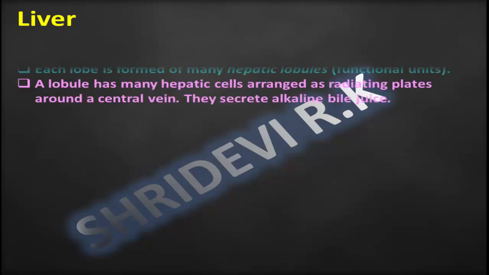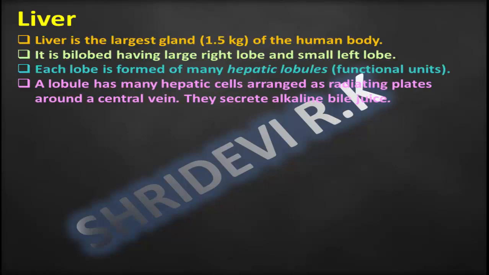the very important gland of the digestive system associated with the alimentary canal. It is the liver. Liver is the largest gland of the human body. The weight of the liver is 1.5 kg.